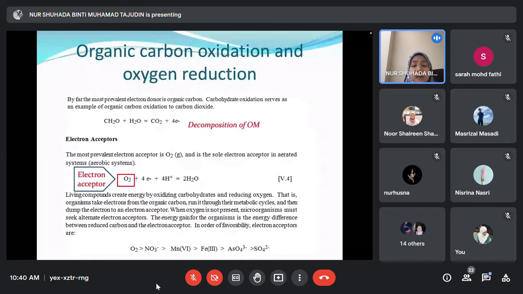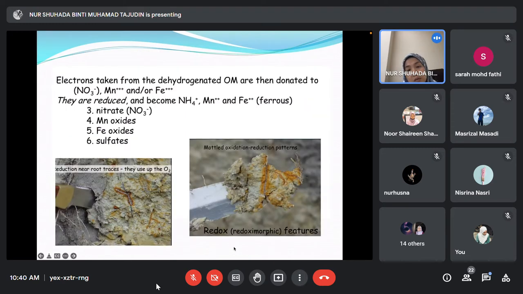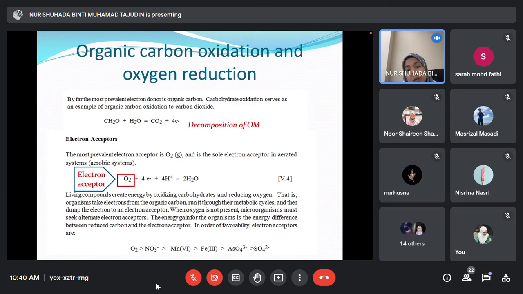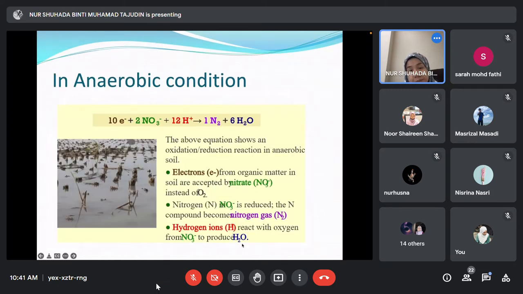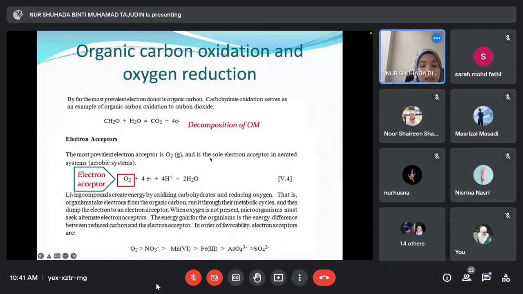So the most prevalent electron acceptor is actually oxygen. Later you can have a look at this. In sequence, the oxygen comes first, then the nitrates, then the manganese, iron 3, then the sulfate. Sorry, the sulfate is at the back. So this is another addition. But sulfate will be the second last and the last one is carbon dioxide. Please follow this one, the chemical reduction sequence. Later I will delete this one because it's quite confusing.